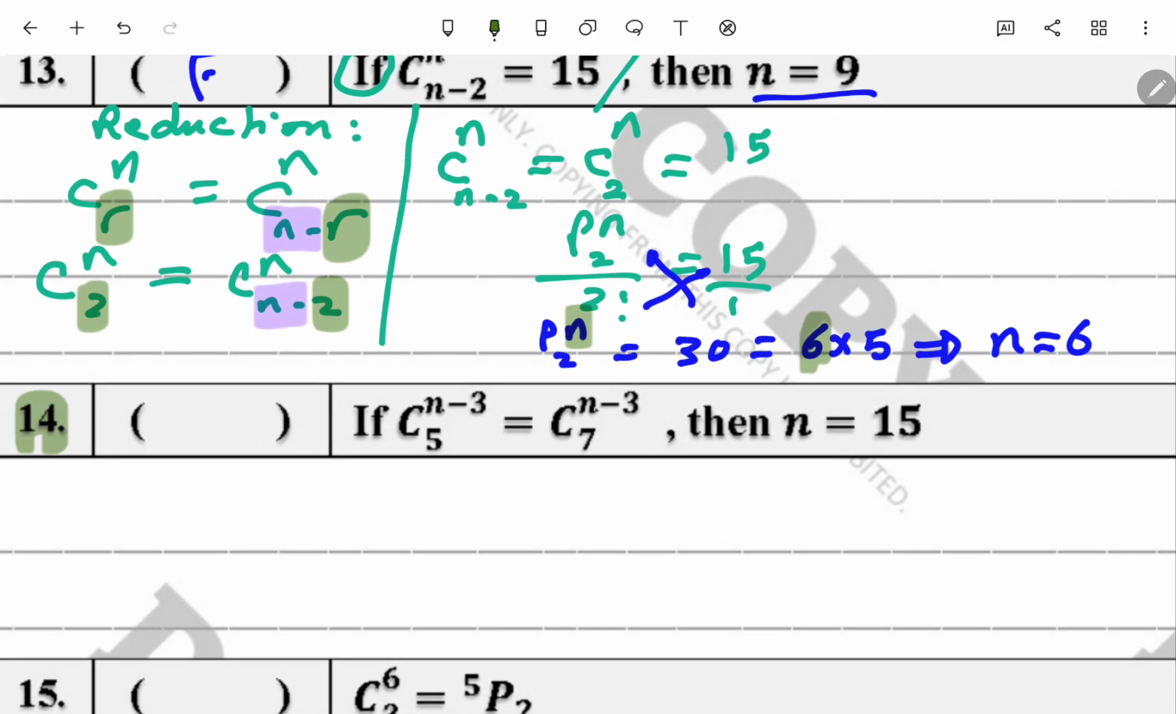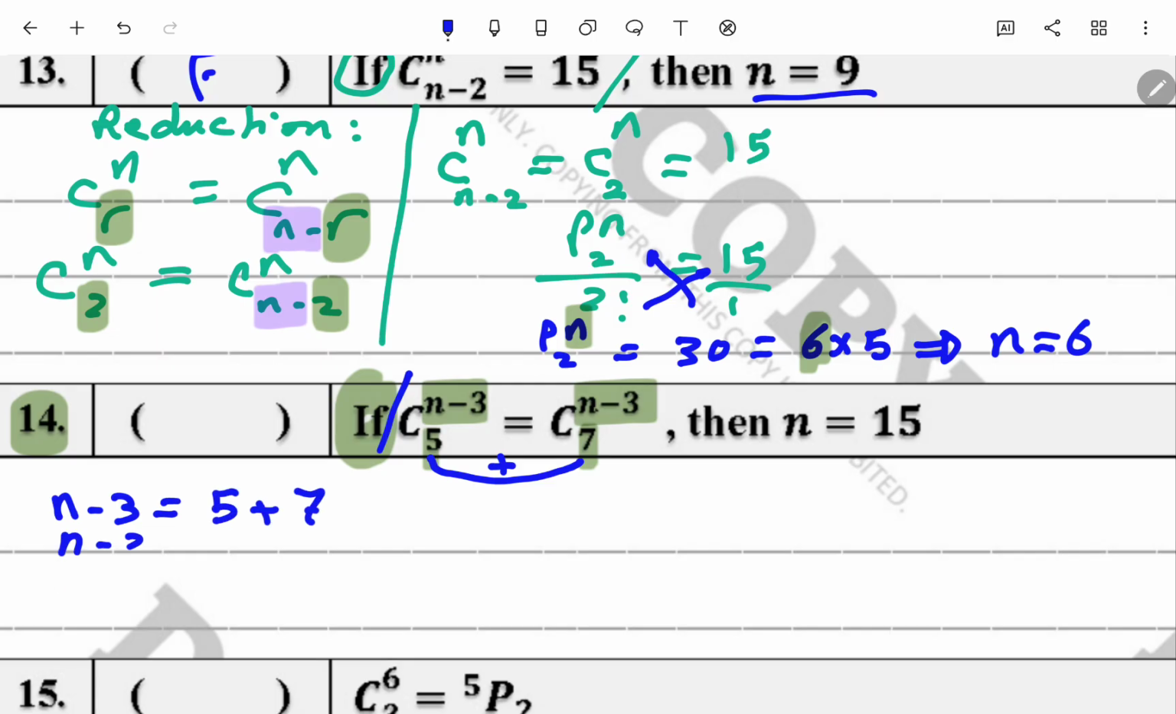In 14, we're going to have this given, which is n minus 3 combination 5 equals n minus 3 combination 7. According to the same n and different r, we are going to use the rule of equality by adding down plus down to get up. You will have n minus 3 equals 5 plus 7. You can add them to get 12. Move this negative to the other side, change its sign to be 12 plus 3, and that will give you 15, which is the same as that, which is true.